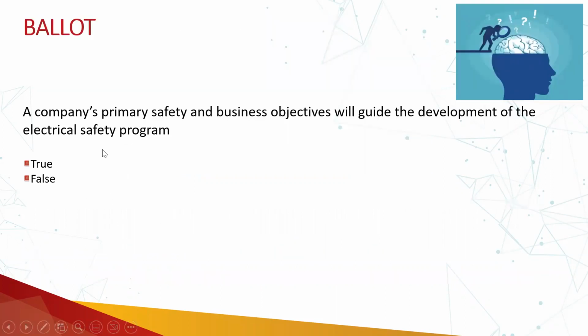A company's primary safety and business objective will guide the development of the electrical safety program. This is related to the principles we talked about. So the answer is true, that the company's primary safety and business objective will eventually guide the development of their own electrical safety program.